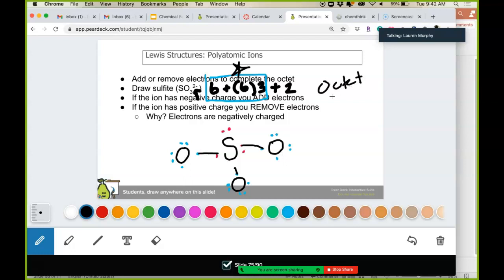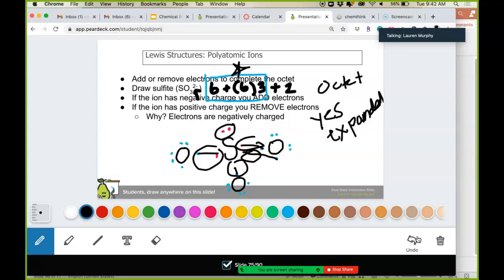Well, there's actually a couple of things you could do. The first thing I can do is create stability by making this a double bond. Now you go, well, 2, 4, 6, 8, 10 electrons around sulfur. Can it do that? Yes. Sulfur is allowed to be expanded. It's on the third energy level. It has empty d orbitals. So yes, this is allowed to happen.